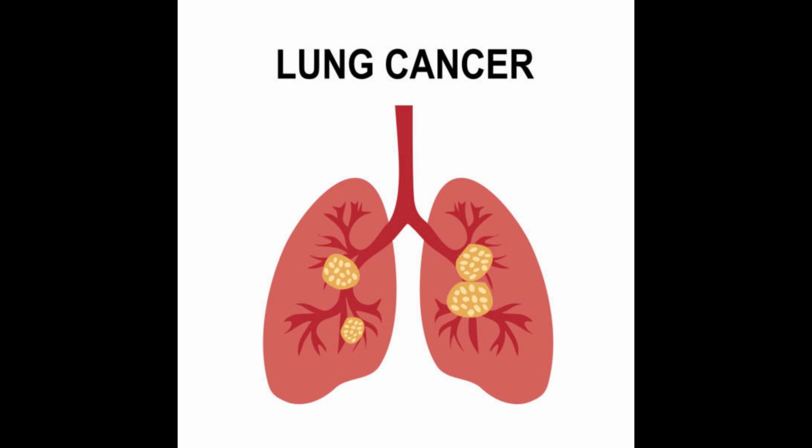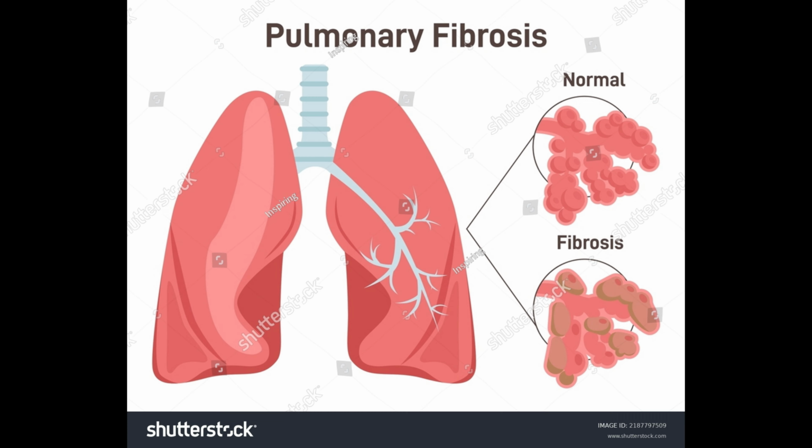Lung cancer. Lung cancer is the uncontrolled growth of abnormal cells in the lungs, which can form tumors and interfere with normal lung function. Pulmonary fibrosis. Pulmonary fibrosis is a condition where the lung tissue becomes damaged and scarred, leading to stiffened lungs and difficulty breathing.